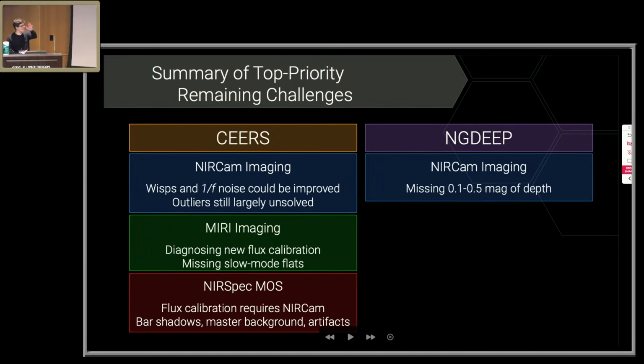So with that, I'm going to leave up the laundry list of our biggest concerning issues for SEARS and NG Deep. NG Deep is just the depth problem at this point, and for SEARS, we're talking about WISPs and 1/f noise and outliers, which we're still working on. Flux calibration for MIRI, flux calibration for NIRSpec, bar shadows, master background, and artifacts. So that's my list of all the struggles that we've had, and I'm really excited to talk to everybody about how you have approached solving these issues. Thanks.